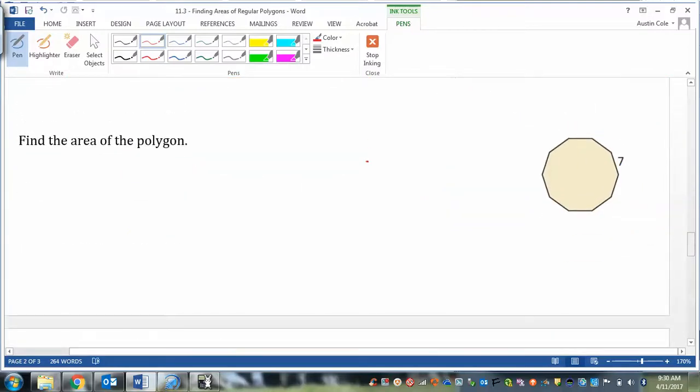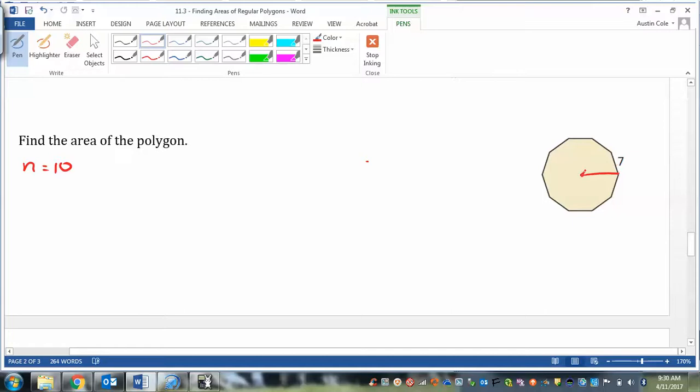Okay, this one probably gives us our least amount of info. So to help us, I'm going to draw the center of whatever shape this is. How many sides does this have? It's got 10 sides. This is a decagon. So over here, I know my n is 10.